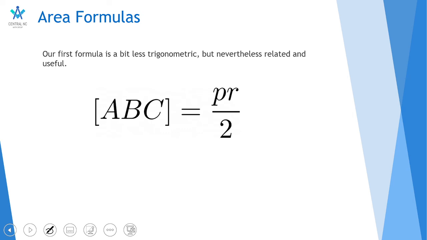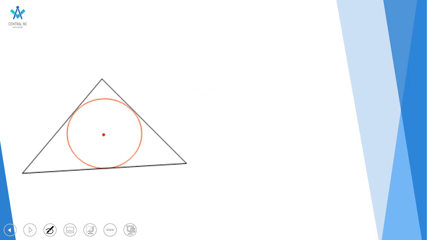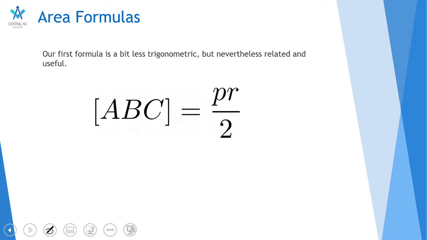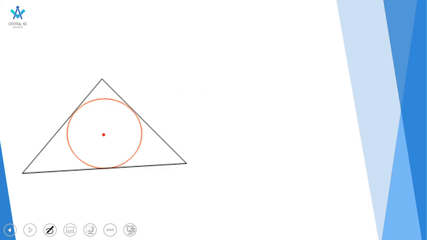Our first area formula is a little less trigonometric than what we've been doing, but it's related, and it's pretty useful. So P is the perimeter and R is the inradius, which is the radius of the incircle. This right here is R, and I'm going to use that fact to prove this area formula.